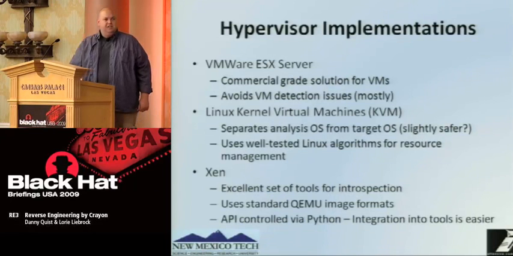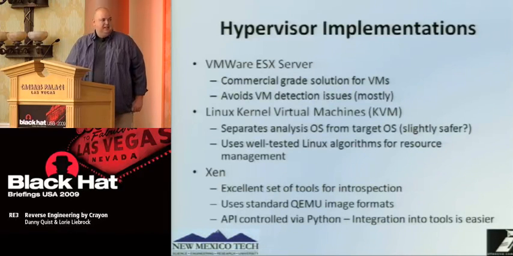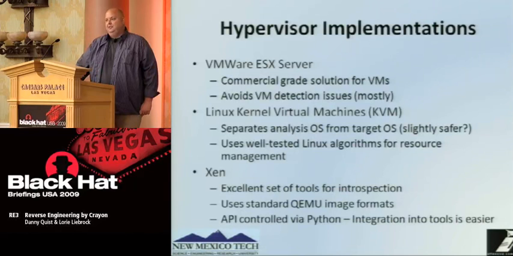Xen, I believe, is one of the first hypervisor-based systems. It has some excellent tools for introspection. It uses a standard QEMU image format, so you can manipulate that after it's run. But the nice thing is that it has an API that's fairly well integrated with Python. So a lot of the reverse engineering tools are written in that, and it makes it a little bit easier to interact with it, and it's very good.